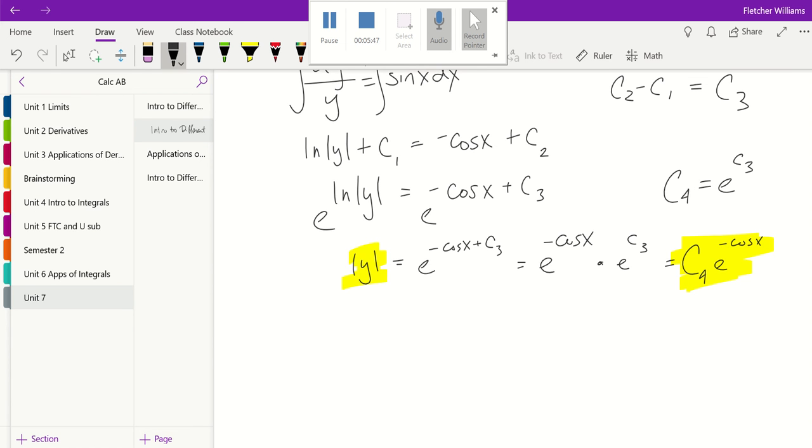Go back to how you got the C4. How did I get the C4? I just noticed here that e to the C3 is just a constant. Okay. So I just called it a new constant, C4. Okay. So then what do I do about an absolute value y?